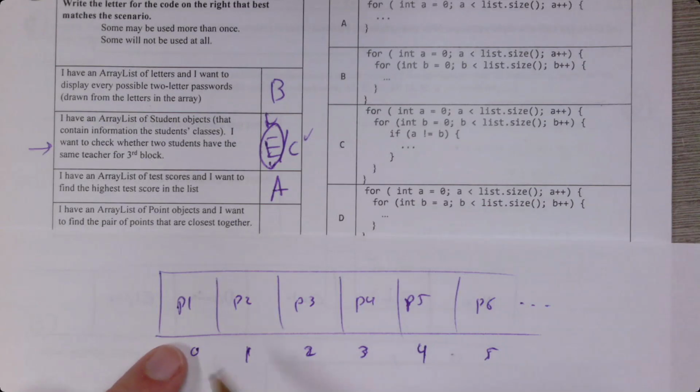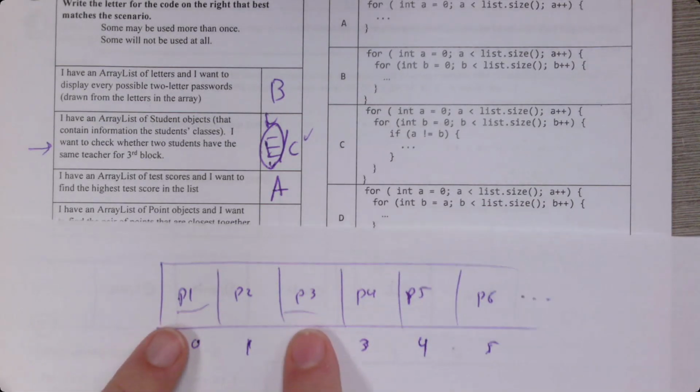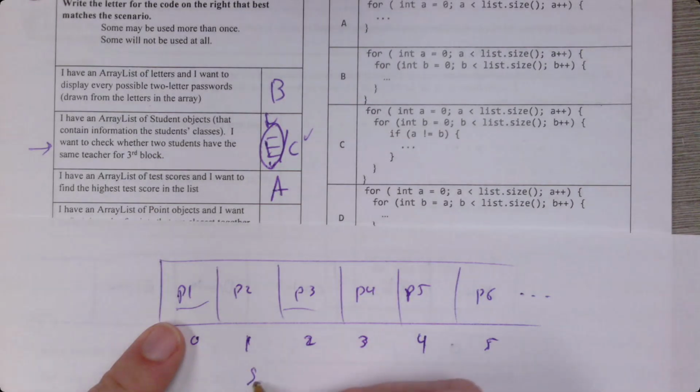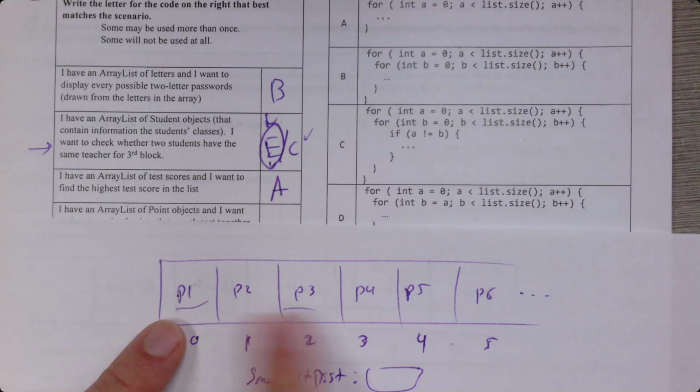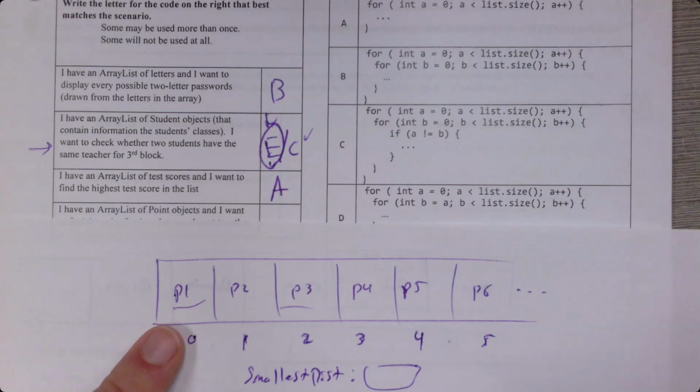Here, if I have a pair of points, I'd want to calculate the distance between them and then check to see, is it the smallest distance I've ever seen so far? Because I want to find the 2 points that have the smallest distance. So if I initialize the smallest distance to something very large, don't do this. It should be integer.max value, or rather probably double.max value.